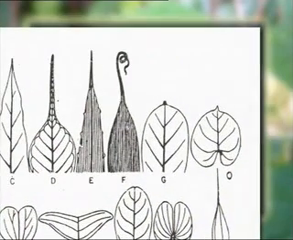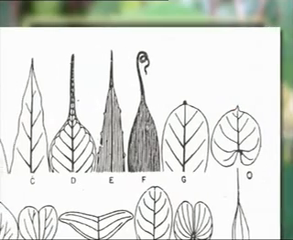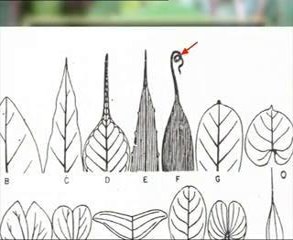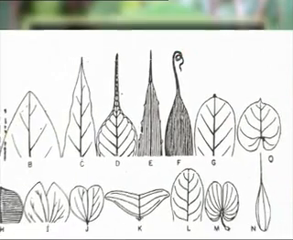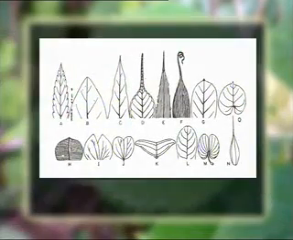Apiculate, terminated by a short, sharply angled structure projected from an otherwise rounded tip. For example, Dalbergia. Then cirrhose. The tip bears a slender, coiled or tendril-like structure. For example, Gloriosa, Polygonatum cirrhofolium.